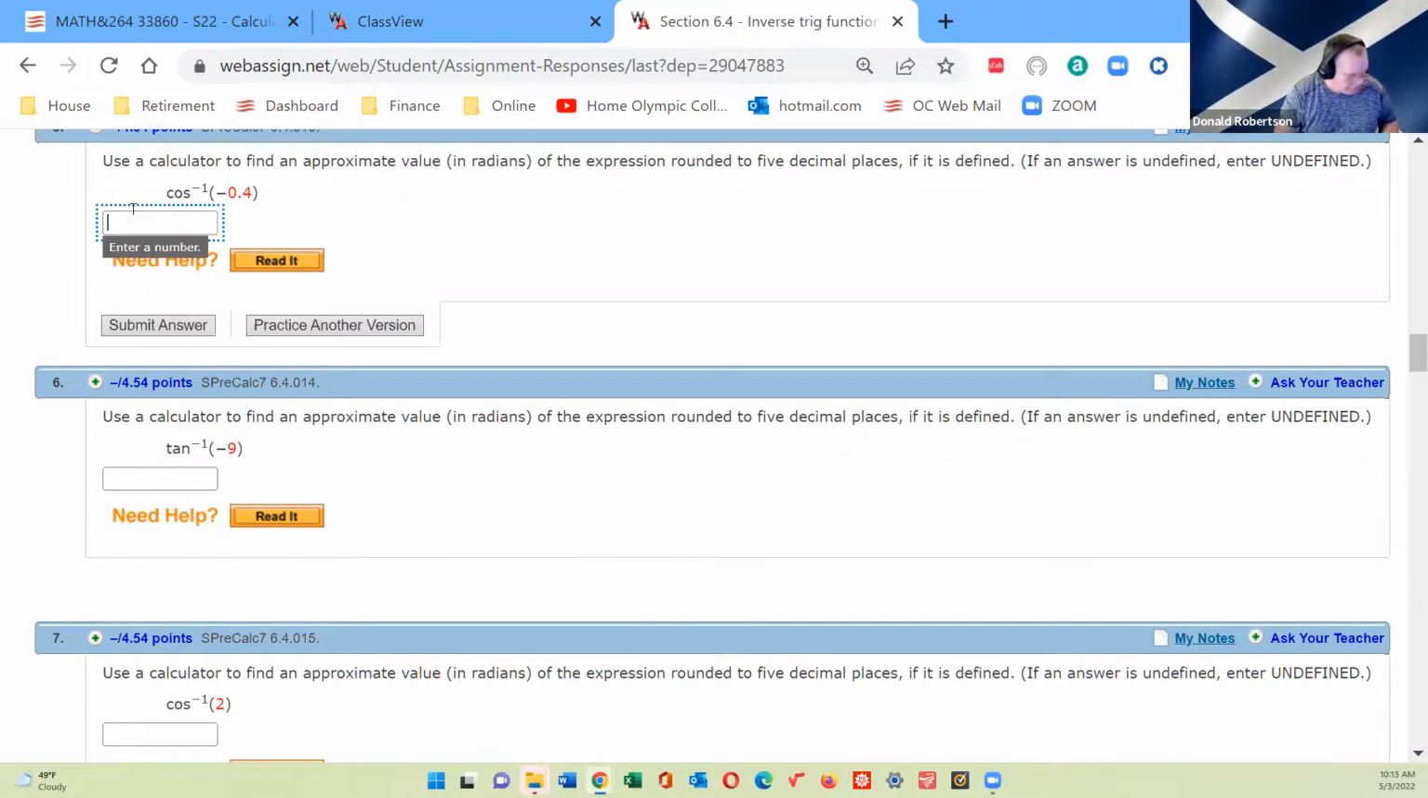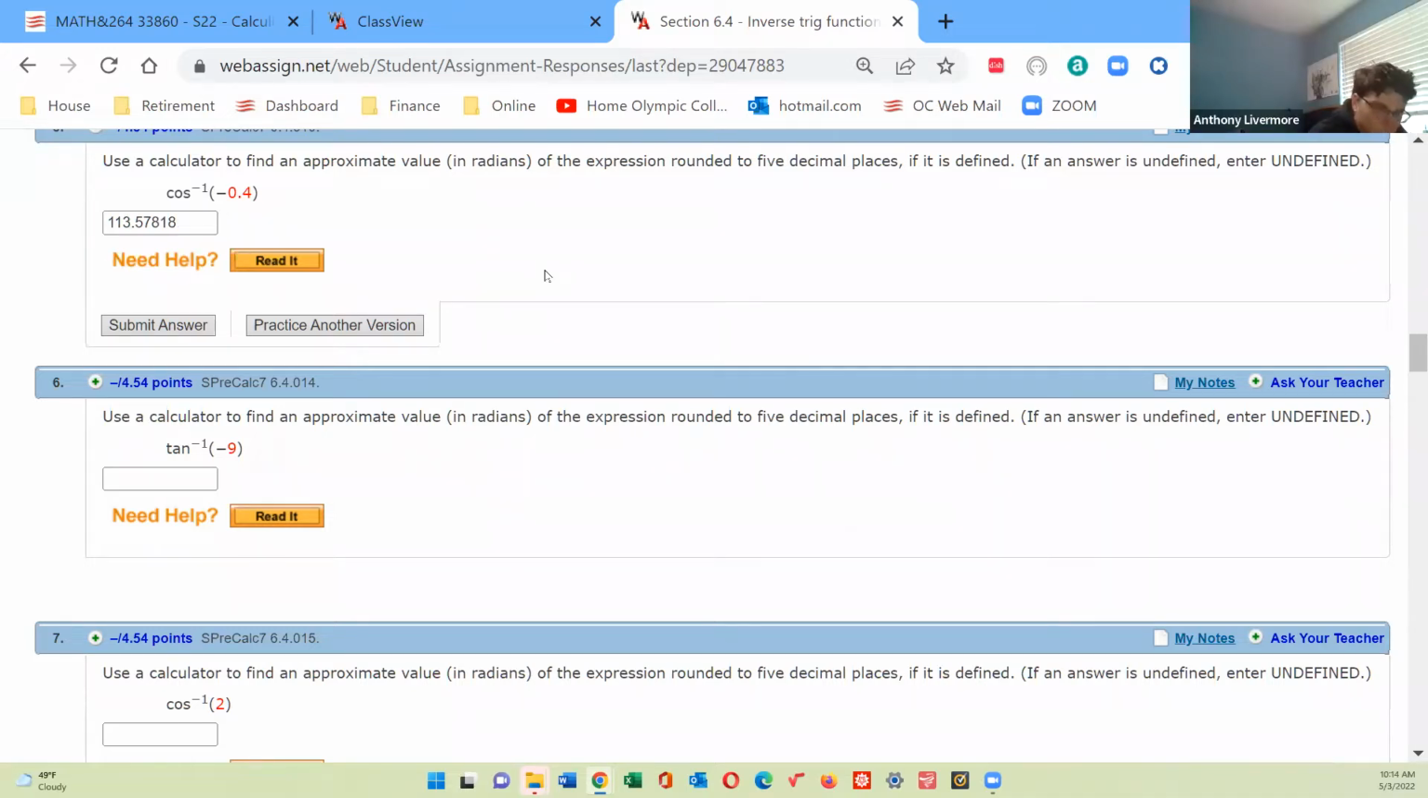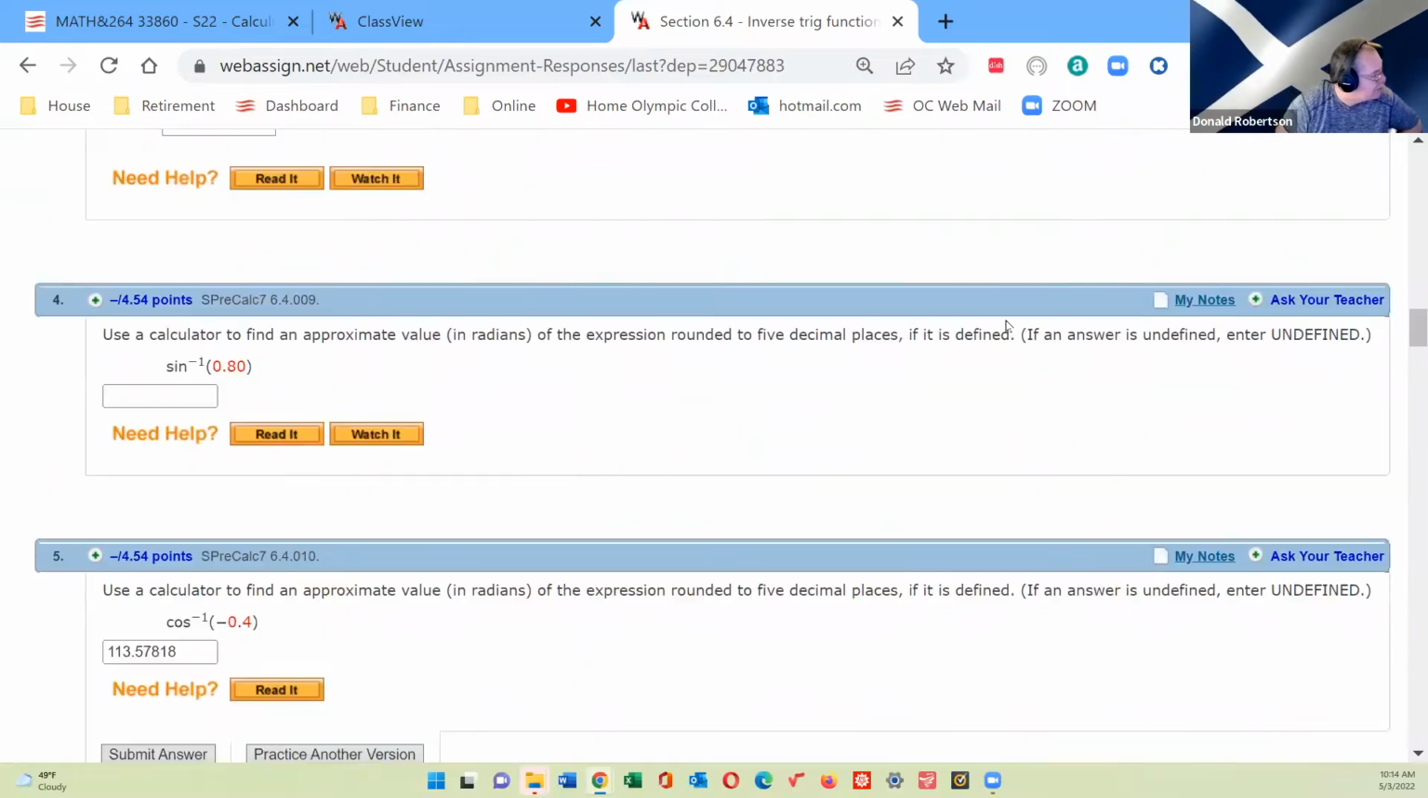And the answer I get, to 5 decimal places, is 113.5781. And the next digit is a 7, but the one after that is an 8, so we get 8. Okay. So the answer is 113. Oh, shooting spice and things that aren't nice.